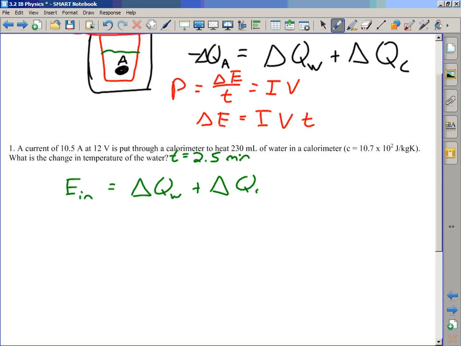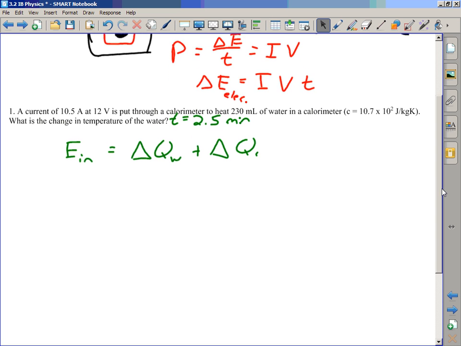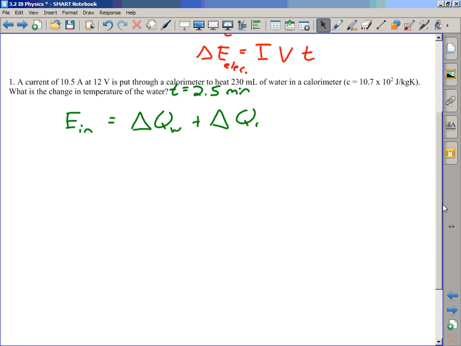So I get this for electrical energy. Delta energy electric equals IVT. Okay, now this sets me up where I can actually go somewhere. IVT. The electrical energy coming in, current times voltage.